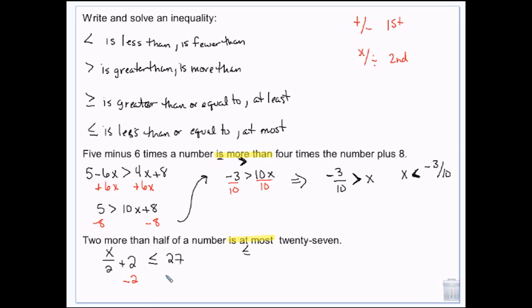Okay, so first thing I'm going to do is subtract 2 from both sides, which is going to make x over 2 is less than or equal to 25. Okay, it didn't change anything again because I was subtracting, not dividing or multiplying. Then I'm going to multiply both sides by positive 2. So because it's a positive 2, it's not going to change anything. And I get x is less than or equal to 50.